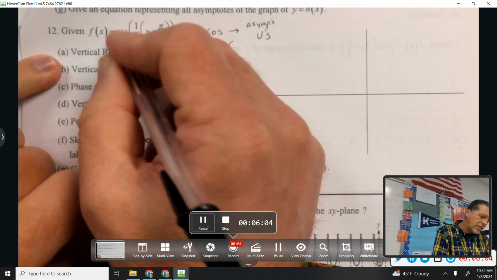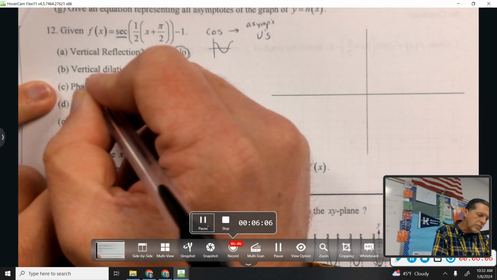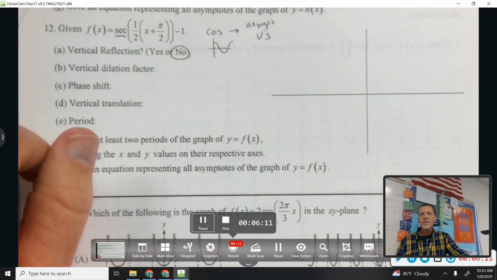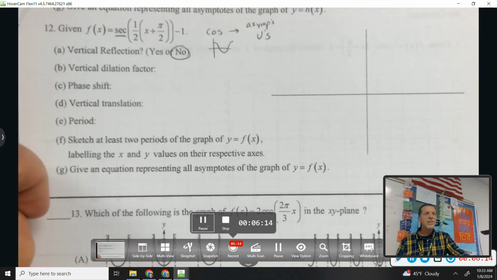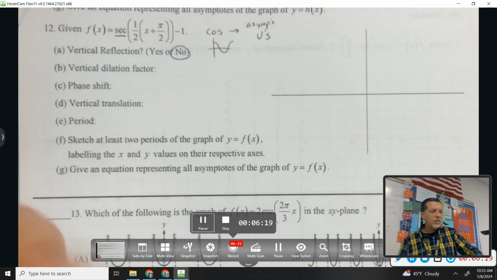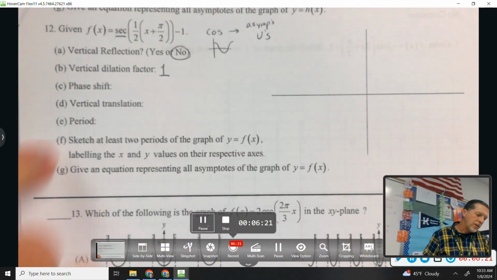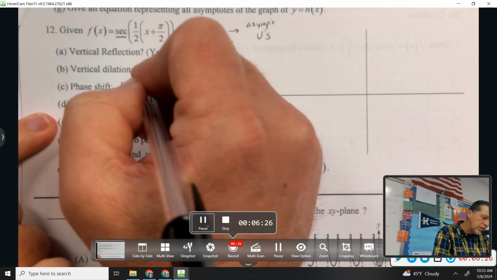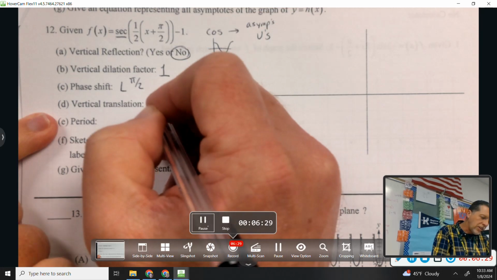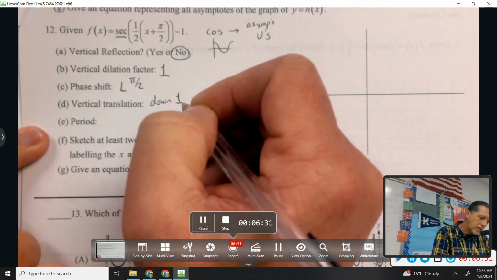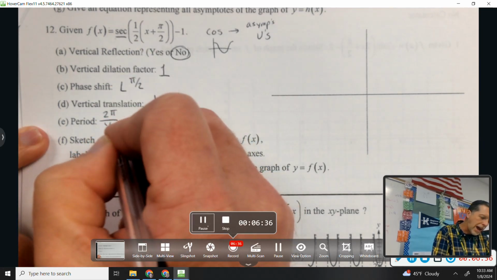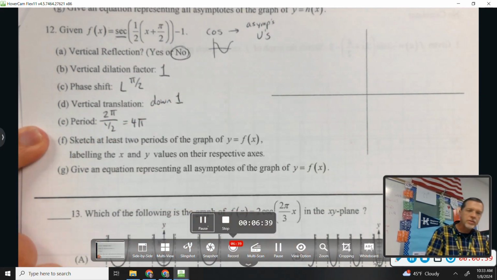No vertical reflection because it's not negative. What about the vertical dilation factor? Sounds fancy. What is it for this one? 1. Like you could say there's none. There is no dilation. That might be okay. 1 would probably be the better answer. Phase shift would be left pi over 2. Vertical translation is down 1. And period is 2 pi divided by 1/2. So 4 pi.